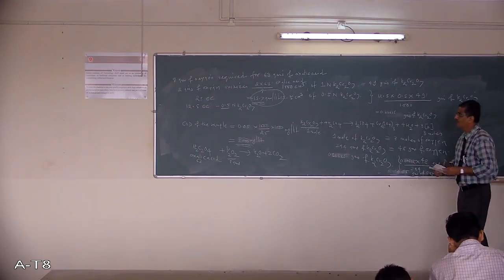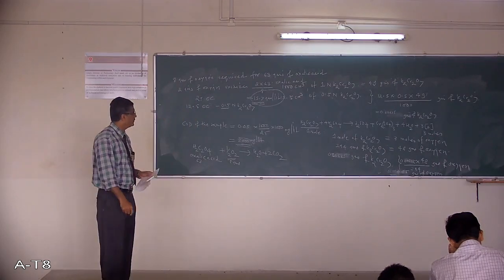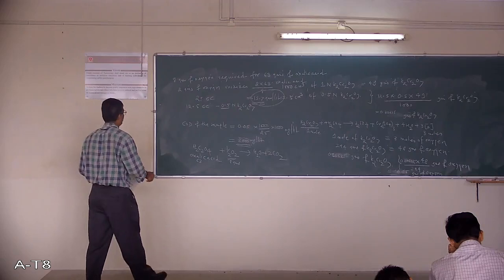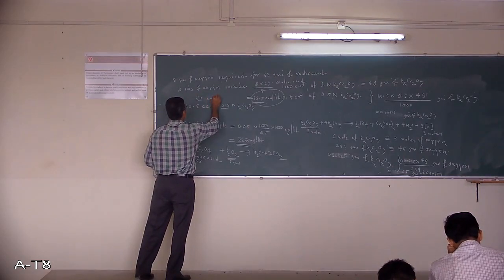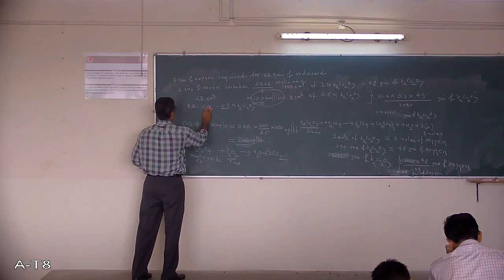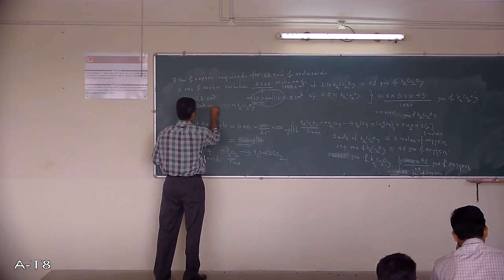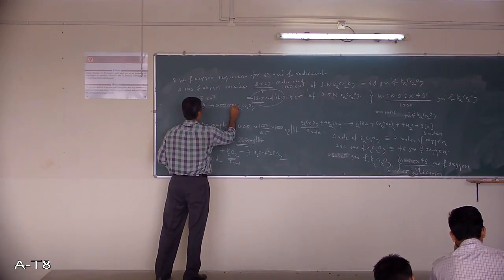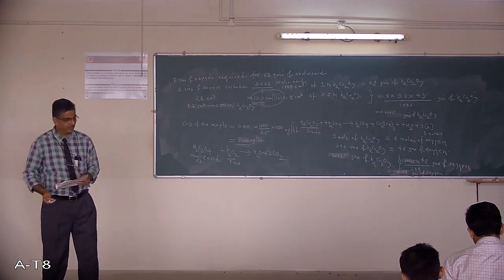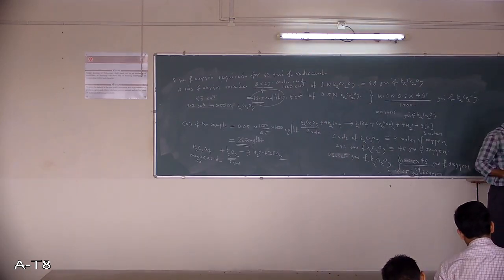25 cm³ of an industrial effluent sample required 8.3 cm³ of 0.001 molar potassium dichromate. Calculate the COD of the effluent sample.